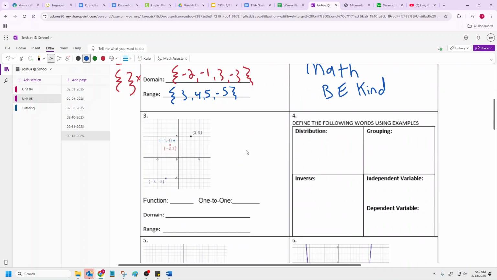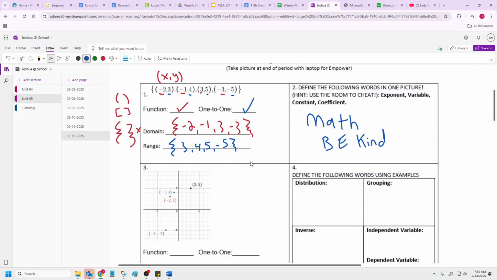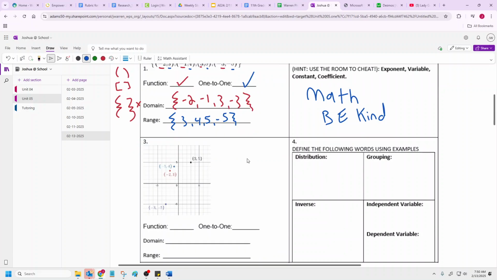This one right here, number 3. This is also one of those function one-to-one things. Check it out. It's kind of hard to read on this thing right here. Anywho, if you really want to know a spoiler, they're the same points as number 1. So number 1 and 3 have the exact same points. So the answer is going to be the exact same thing.